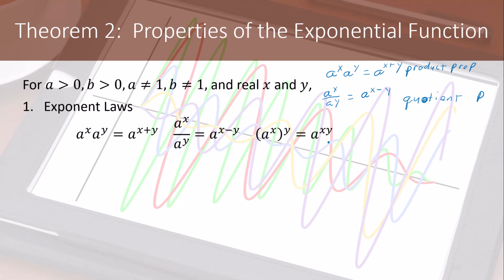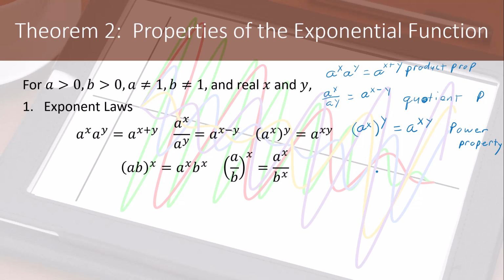Now, if you have something that is a to the x power raised to the y power outside of a grouping symbol, then since the y is outside of the grouping symbol, these will multiply. This will be equal to a raised to the x times y power. And we actually call that the power property. And the other two are distributive properties.